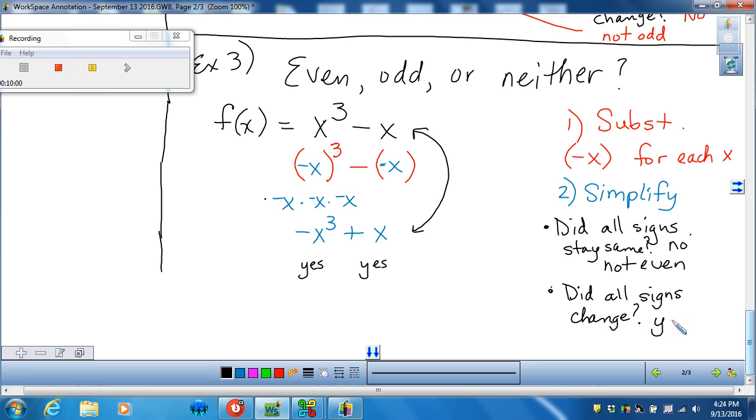So yes, which means that our answer is odd. x cubed take away x is an odd function. If you were to graph it, you would see that its graph would have origin symmetry. Alright, that's it for our notes today.